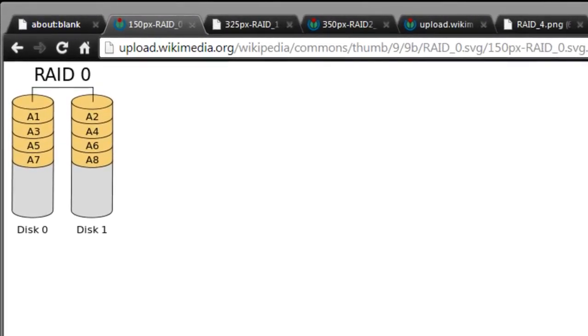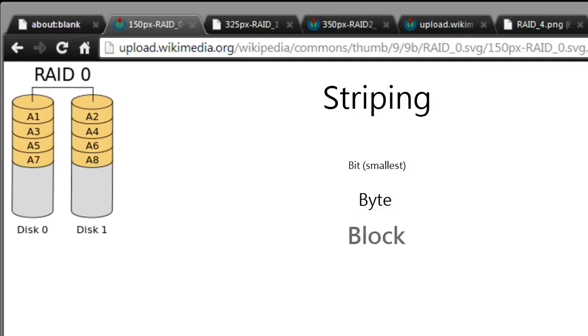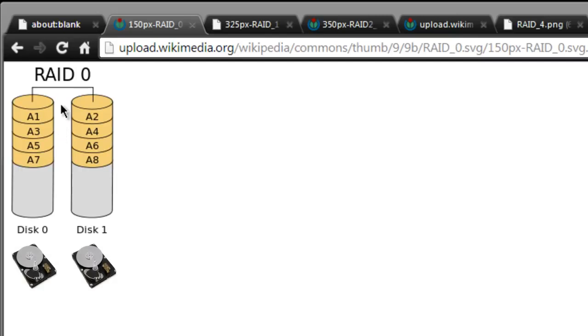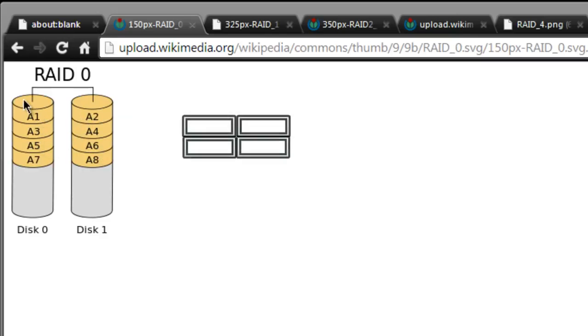RAID 0 uses a form of striping, and there's three different versions that are used in RAID: bit striping, byte striping, and block striping. What it generally means is splitting data up across multiple areas. As you can see here, imagine these little cylinders to be physical hard disks, and my data is on these physical hard disks. Imagine that they're 1 terabyte each. And my data is on here, A1, A2, A3, A4, A5, A6. Imagine that's a table in Excel or something like that. It's spread across these disks.